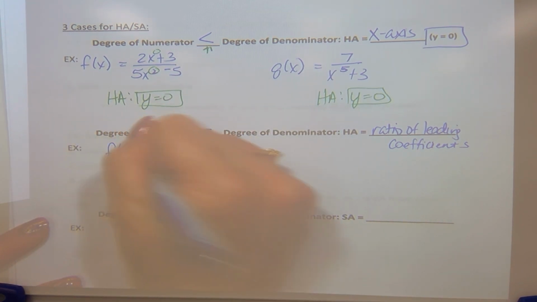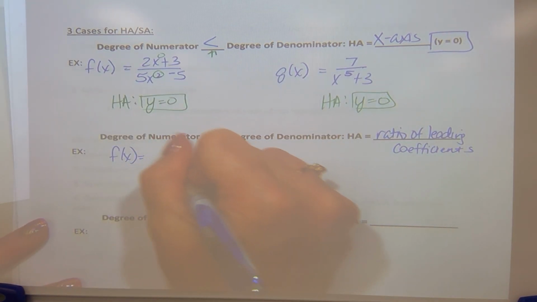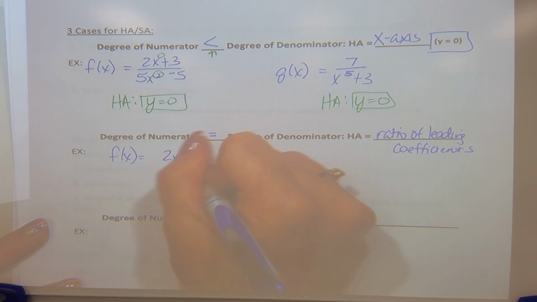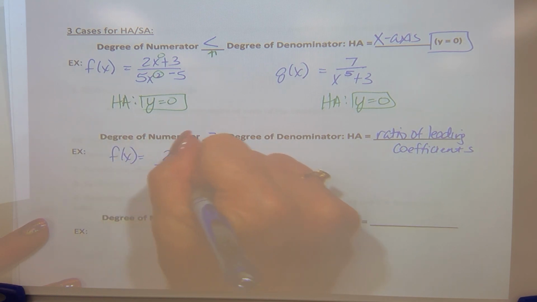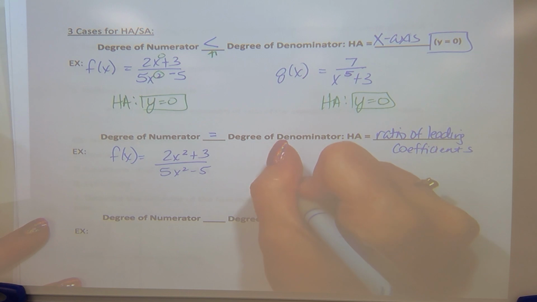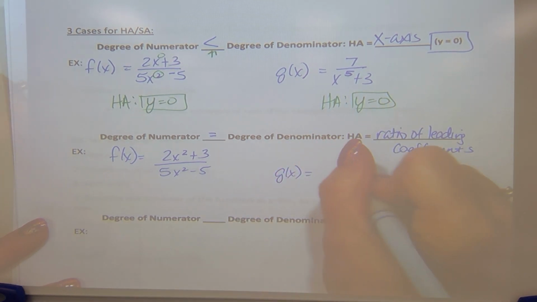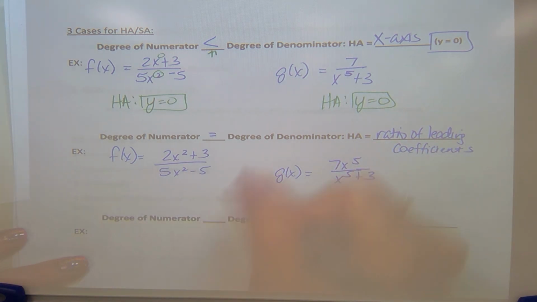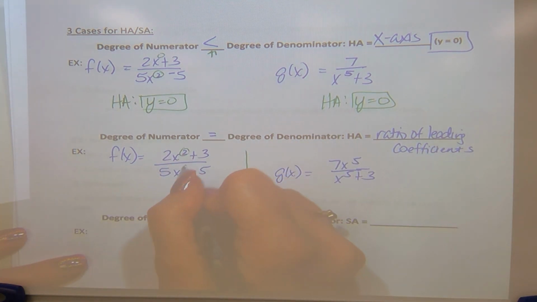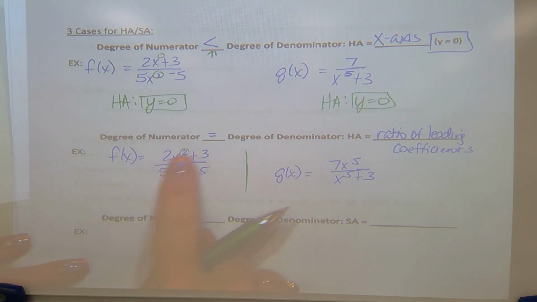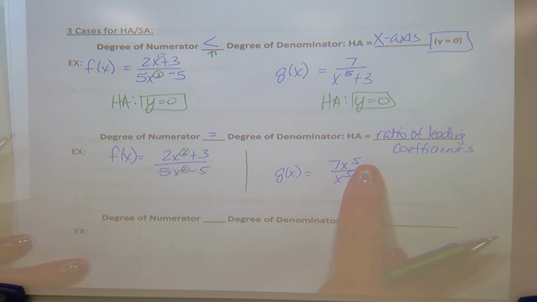So for f of x, I'm going to rewrite that as 2x squared this time plus 3 over 5x squared minus 5. And for g of x, I'm going to rewrite that as 7x to the 5th over x to the 5th plus 3. Notice that for both of these functions, now the degrees are equal to each other. Degree of the numerator is 2, degree of the denominator is 2. For g of x, degree of the numerator is 5, degree of the denominator is 5.